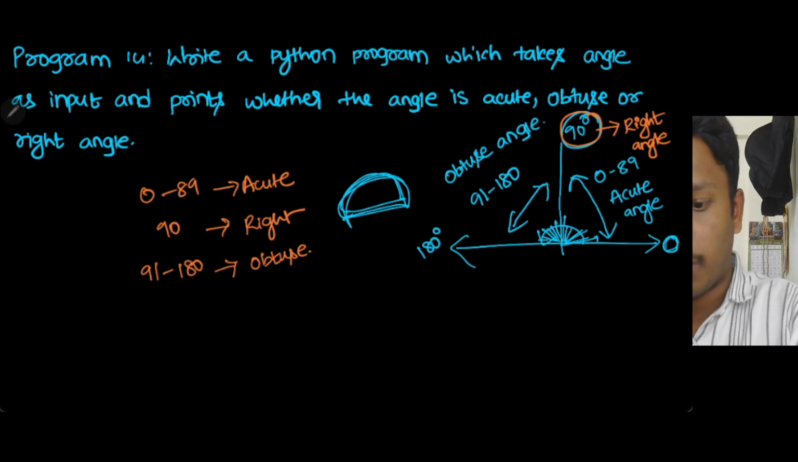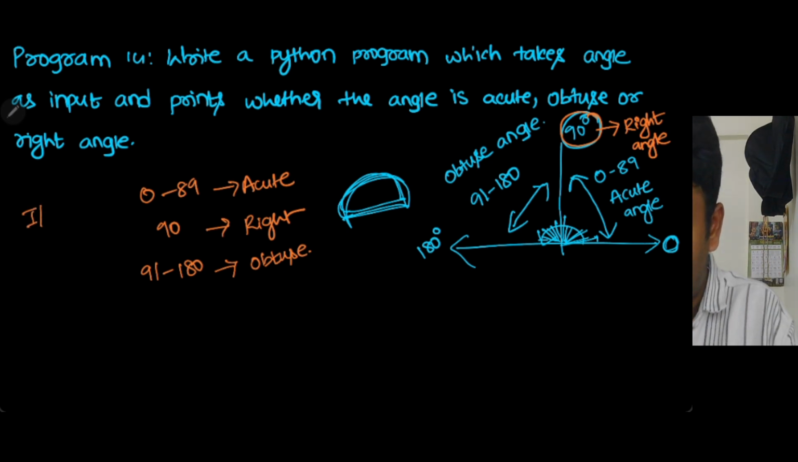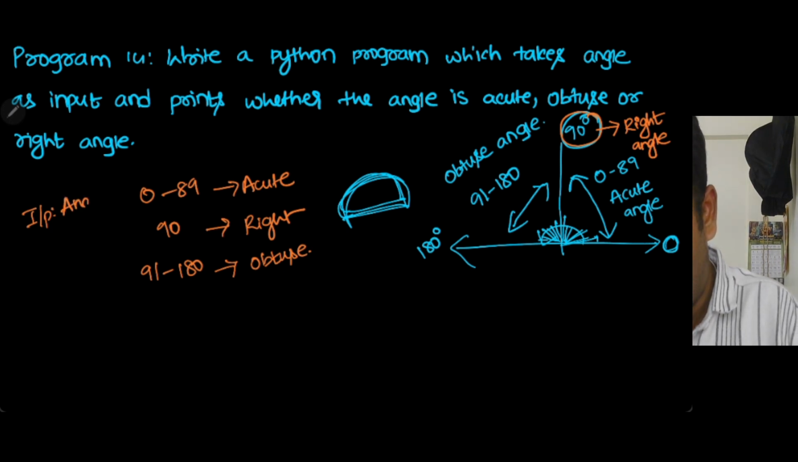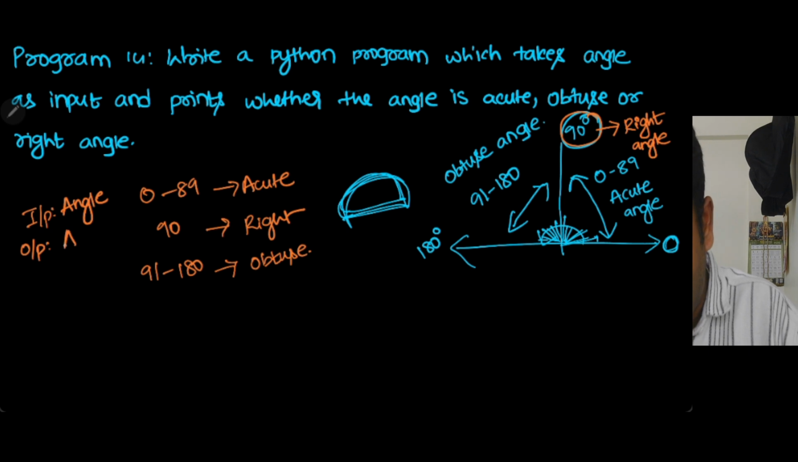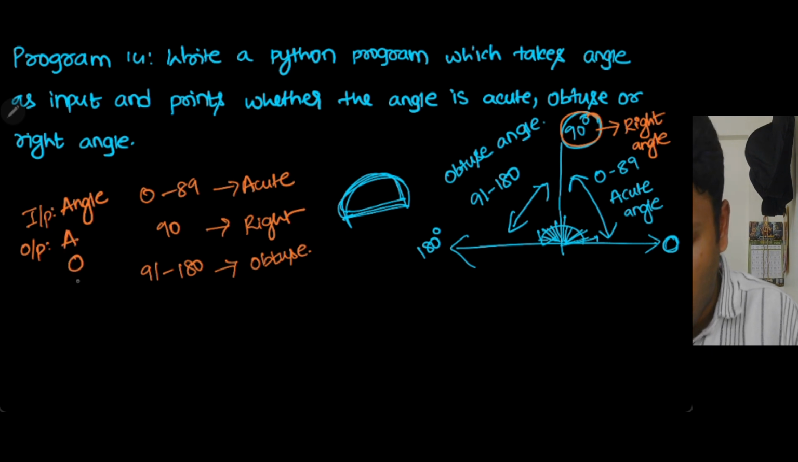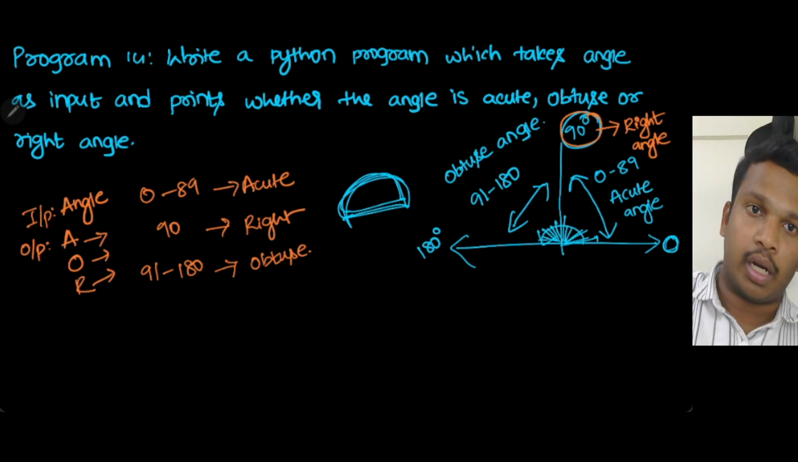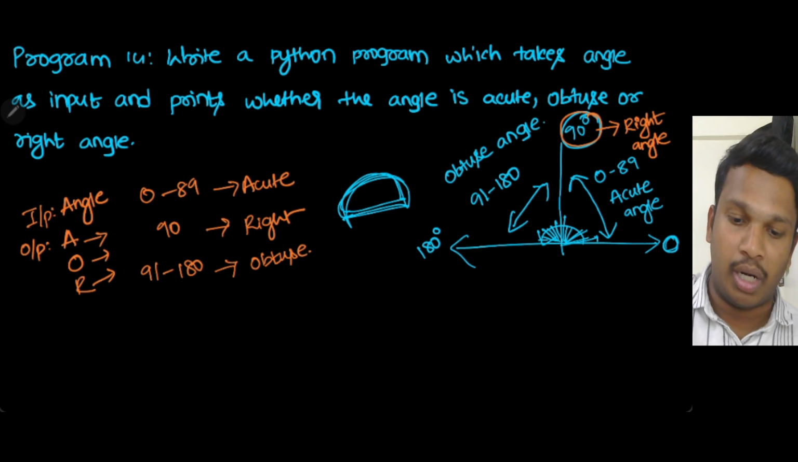What is the input? Our input is basically the angle. Now, output. What should we do? Print the output: acute, obtuse, or right angle. Among these three, we need to print one. Which angle is it? We need to print that. Okay, this is the question.